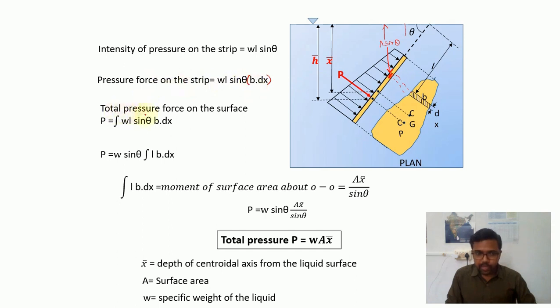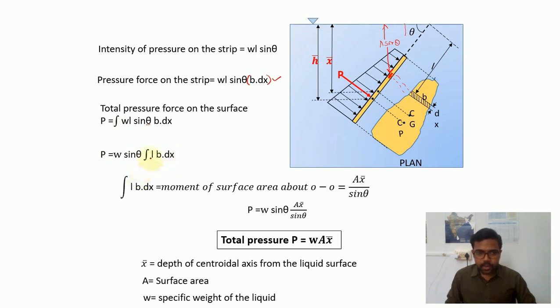Now how do we get the total pressure force on the entire surface? By integrating. P is equal to the integral of wL sine theta times B dx. Here theta is constant, so sine theta is constant, and the specific weight of the liquid is constant, so I have taken them out of the integration. L varies and B varies, so I kept those within the integration.